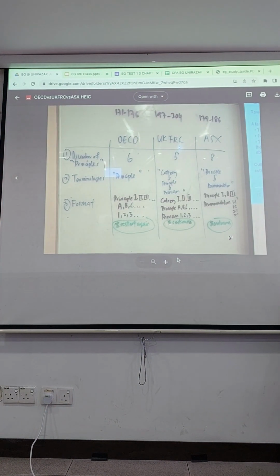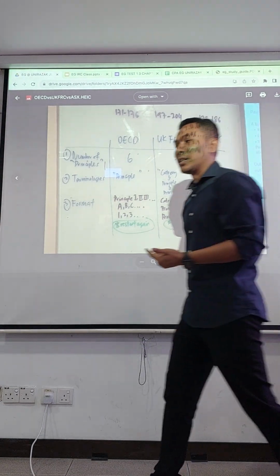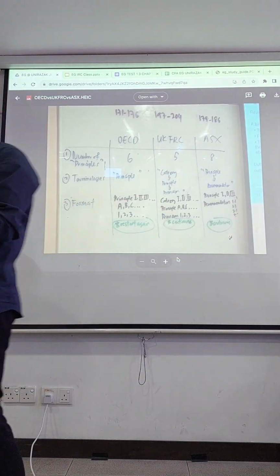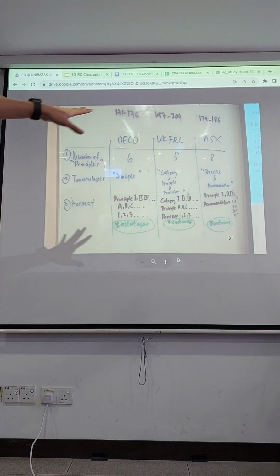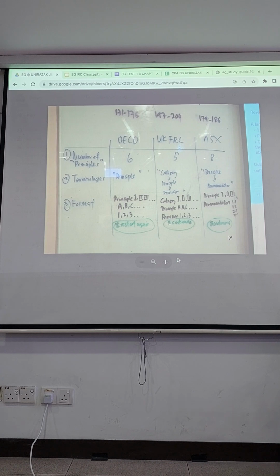Okay, by the way, I shared this picture as well in the chat folder. I wrote this somewhere, so I took a picture. You can have a look in the chat folder. This is a quick summary to differentiate between the three CG codes.